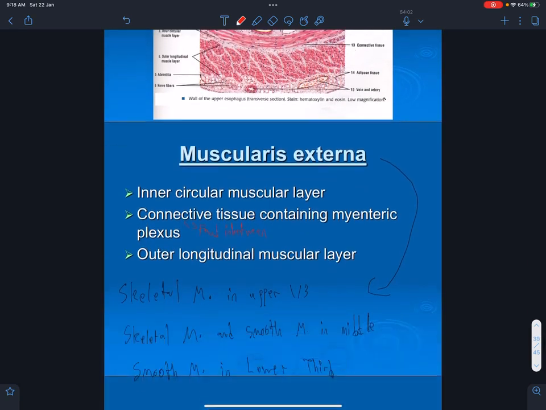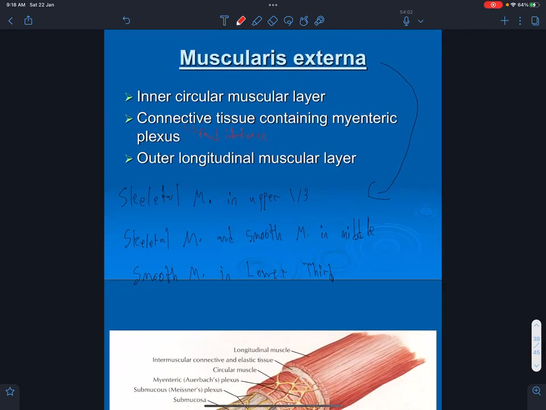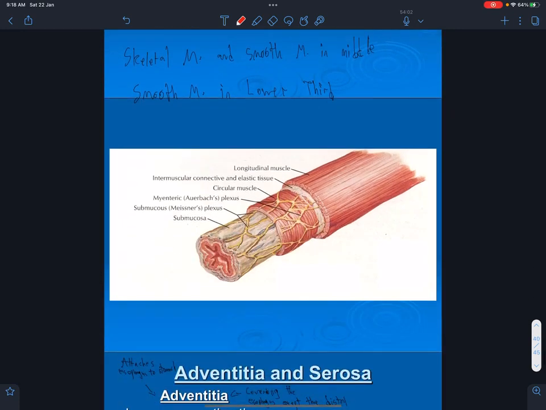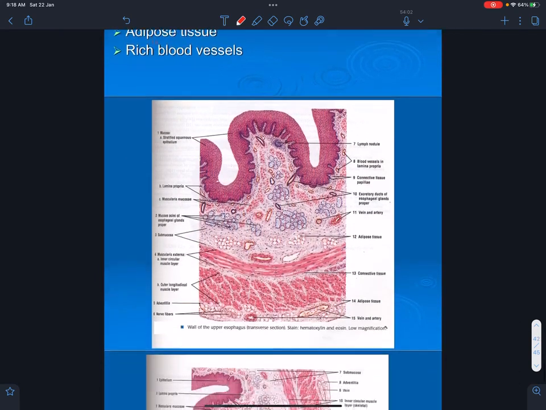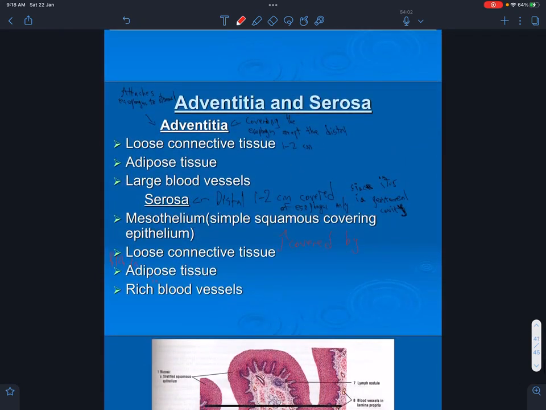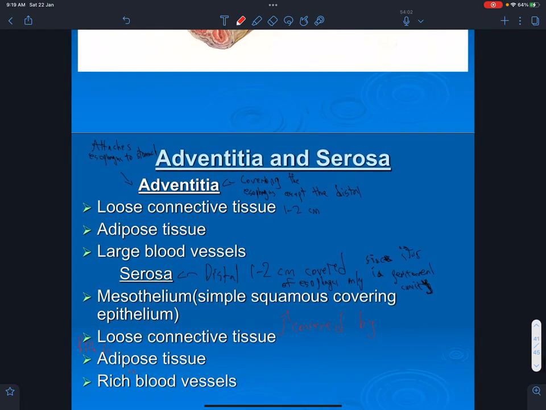Now the muscularis layer. Here's the muscularis externa layer, inner circular and outer longitudinal muscular layer, depending on the region. In between them is the connective tissue containing the myenteric plexus, as we can see right here. Okay. And finally, we'll go to the outermost layer, serosa with adventitia. Now, your esophagus contains both adventitia and serosa, but depending on the location.